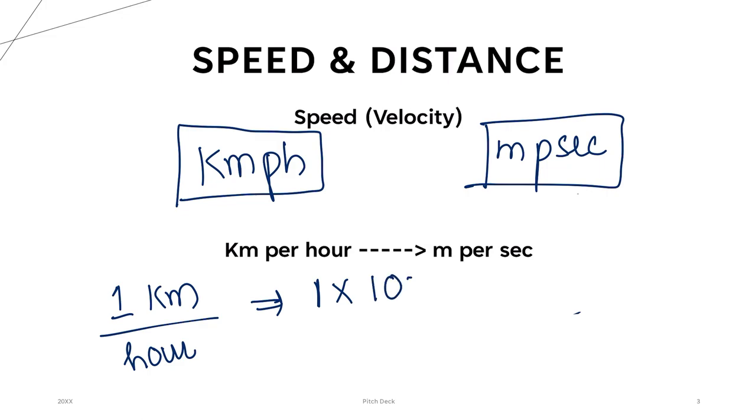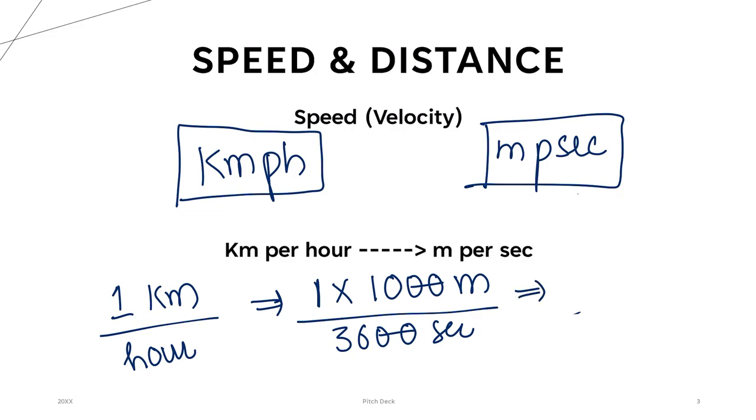A kilometer is 1000 meters. And in 1 hour, how many seconds are there? 3600. So to convert kilometer per hour into meter per second, you have to multiply it by 5 by 18, right? Multiply kilometer per hour by 5 by 18, you will get meter per second.